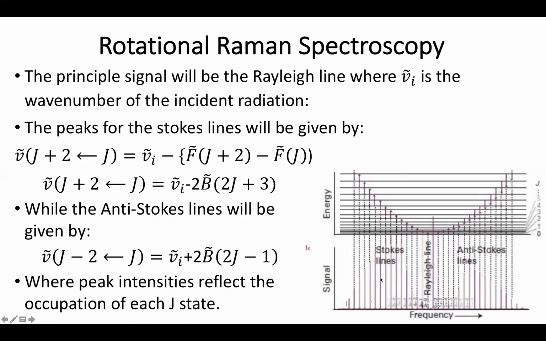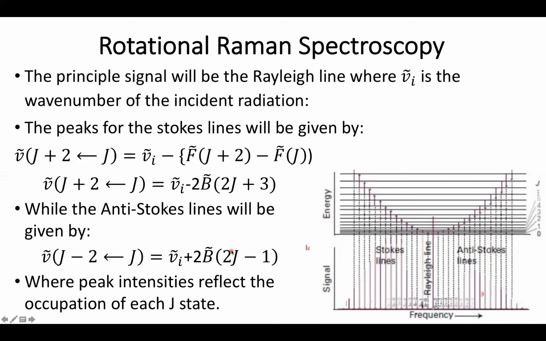So again, we tend to see dominant peak intensities at some intermediate J level. While typically our Stokes lines will be slightly more intense than our anti-Stokes lines, simply because our Stokes lines tend to reflect lower J values than our anti-Stokes lines, which are falling down. So for example, there will be no 0 or 1 J value for our anti-Stokes lines. And that is something to watch out for.